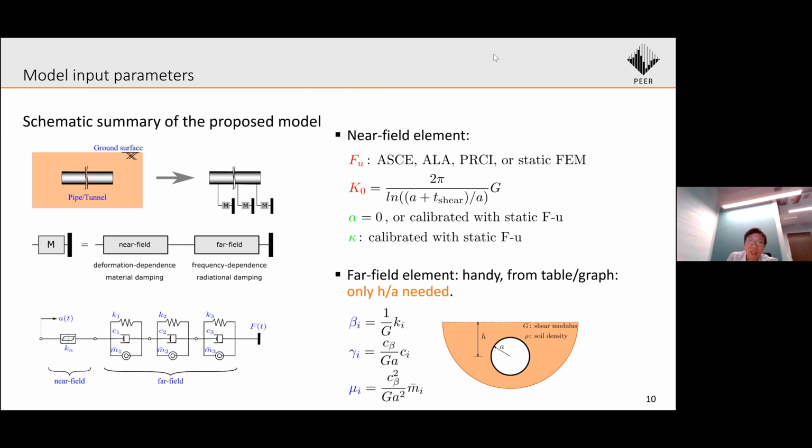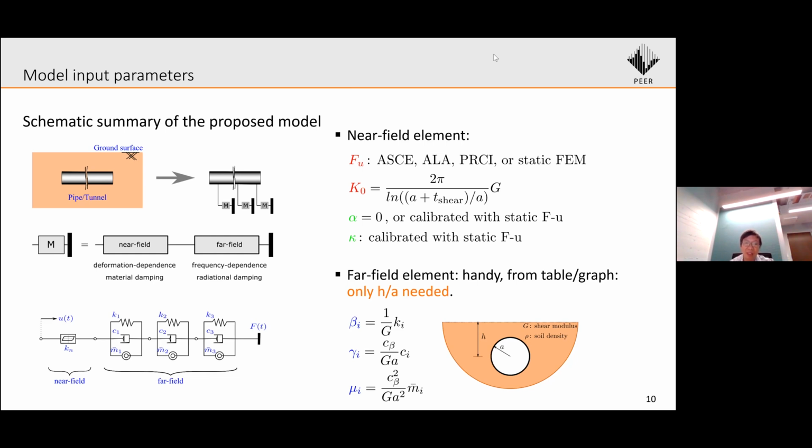Here's the summary of the proposed model for dynamic axial interaction between the soil and buried structures such as pipe and tunnel. The surrounding soil is replaced by the macro element, which consists of the near field and far field elements. The near field element is responsible for simulating the deformation dependence and also the material damping of the soil in the vicinity of the pipe shaft.